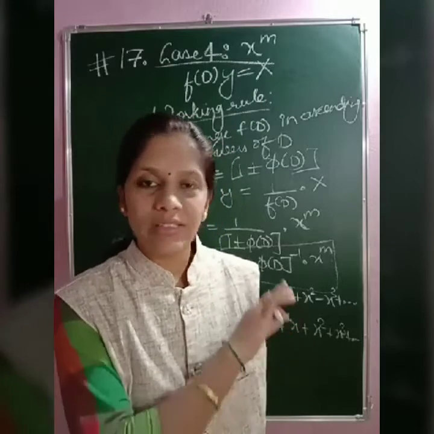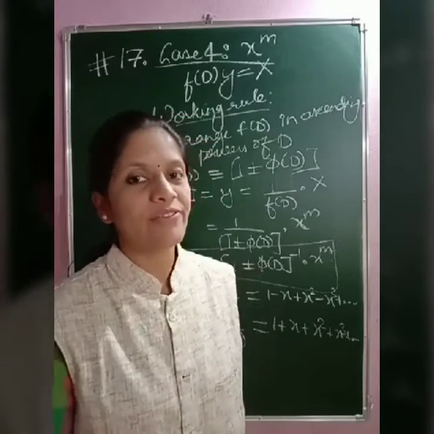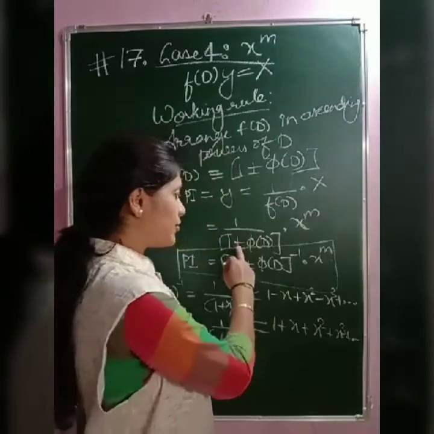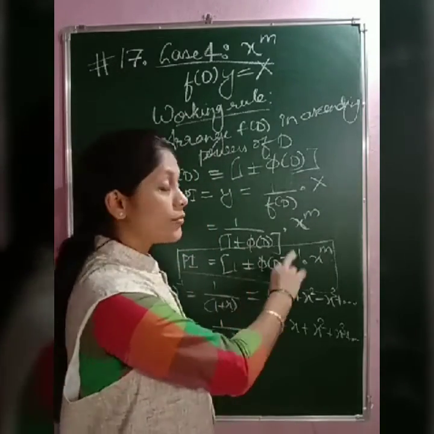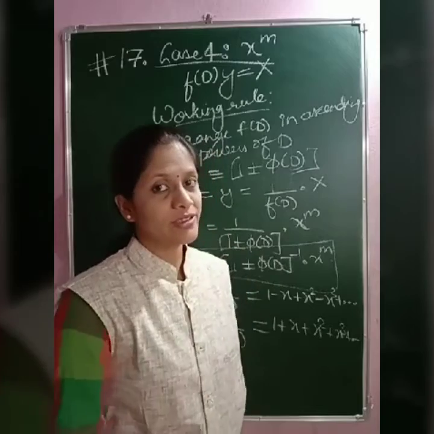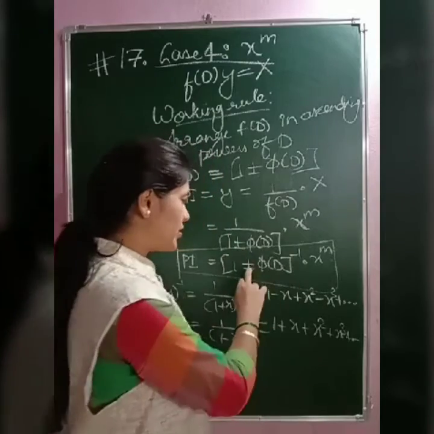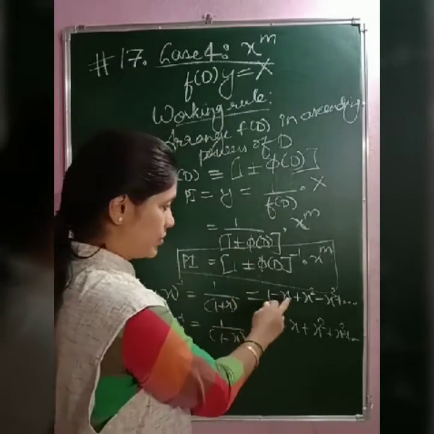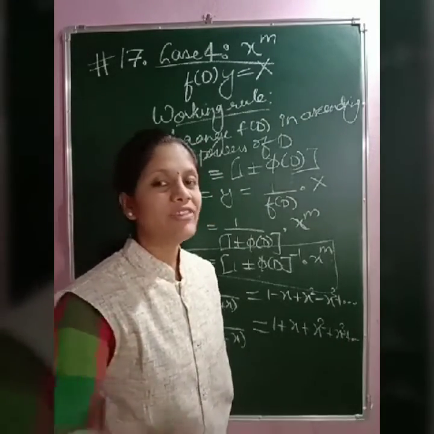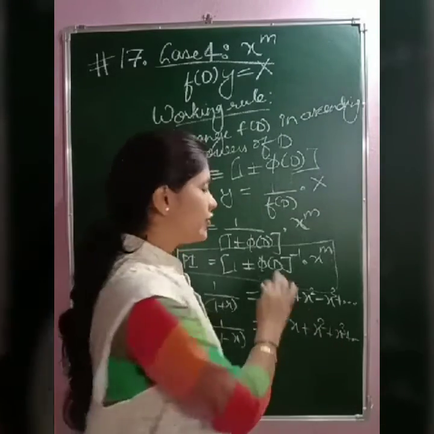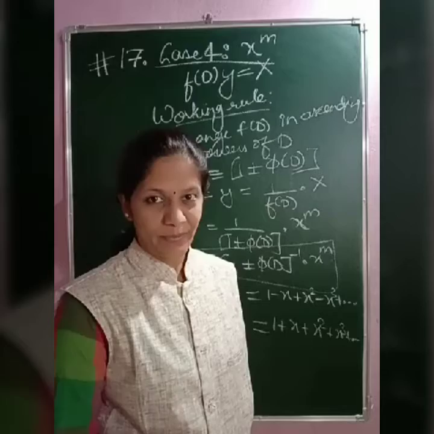So PI is given in a very easy form. We have to arrange f of D in 1 plus or minus phi D form, so that PI takes the form 1 plus or minus phi D whole inverse of x raised to m. Suppose it is plus, we have to use this formula. Suppose it is minus, this one. Accordingly, whichever formula applies, we have to apply that.